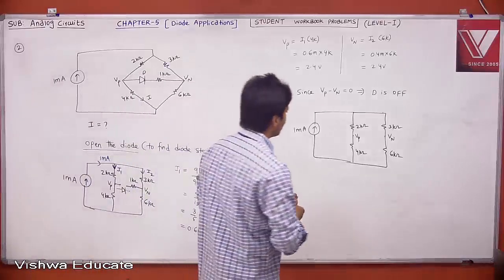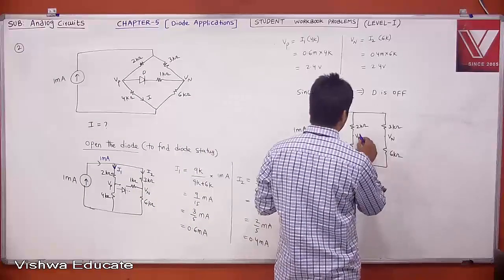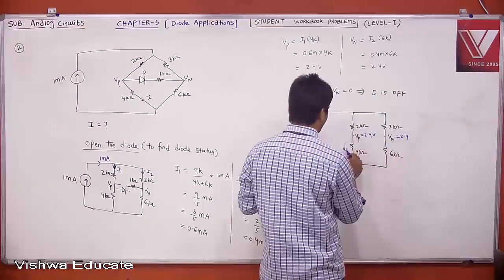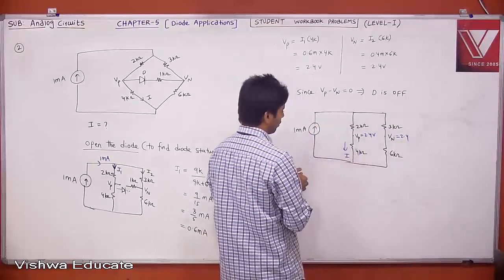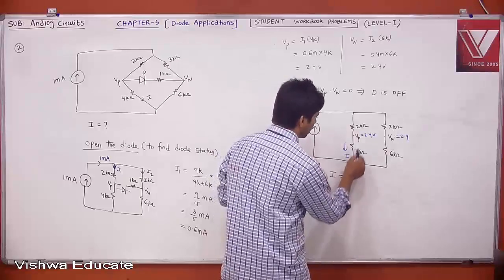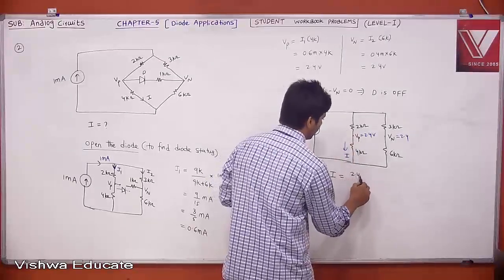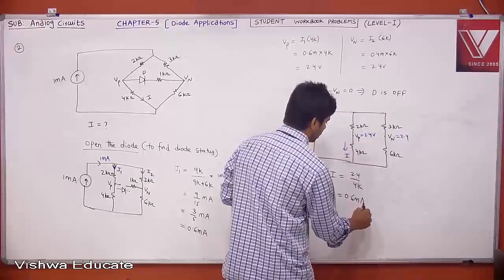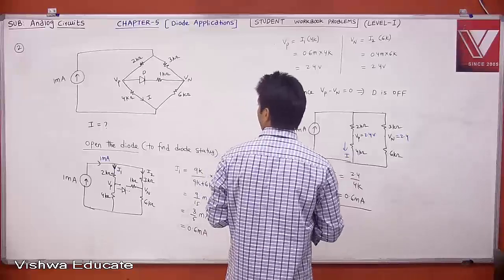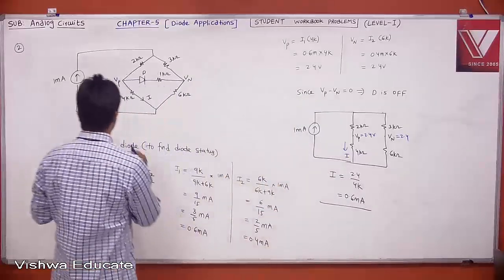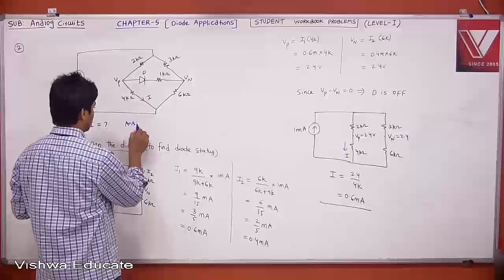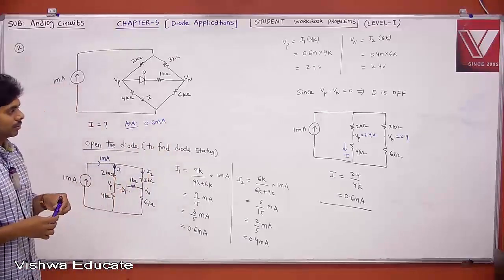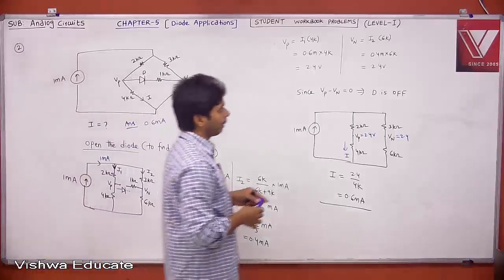Vp is known to you, which is 2.4 volt. This is also 2.4. But ultimately we want the current flowing through 4K. That is straightforward, which you already calculated: 2.4 divided by 4K, which is 0.6 milliampere. Therefore the answer is 0.6 milliampere. I hope everyone understood.